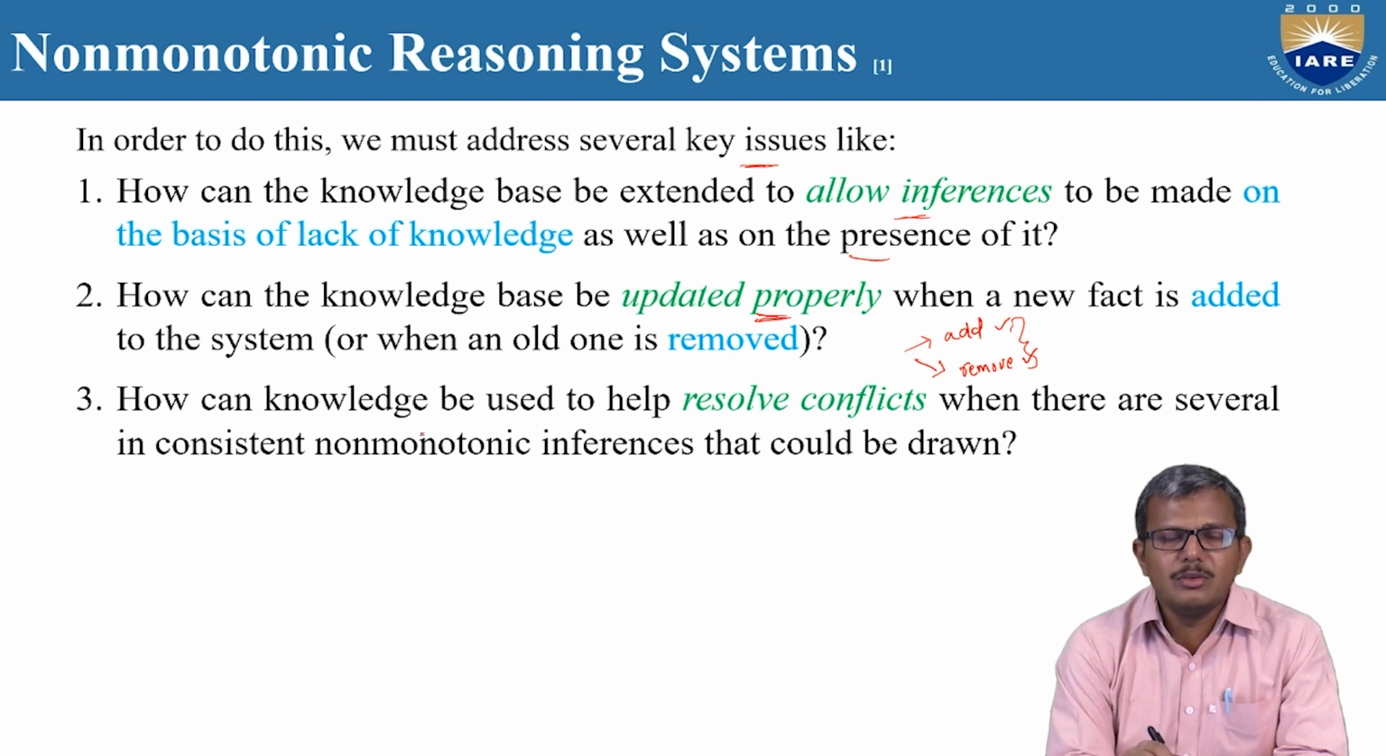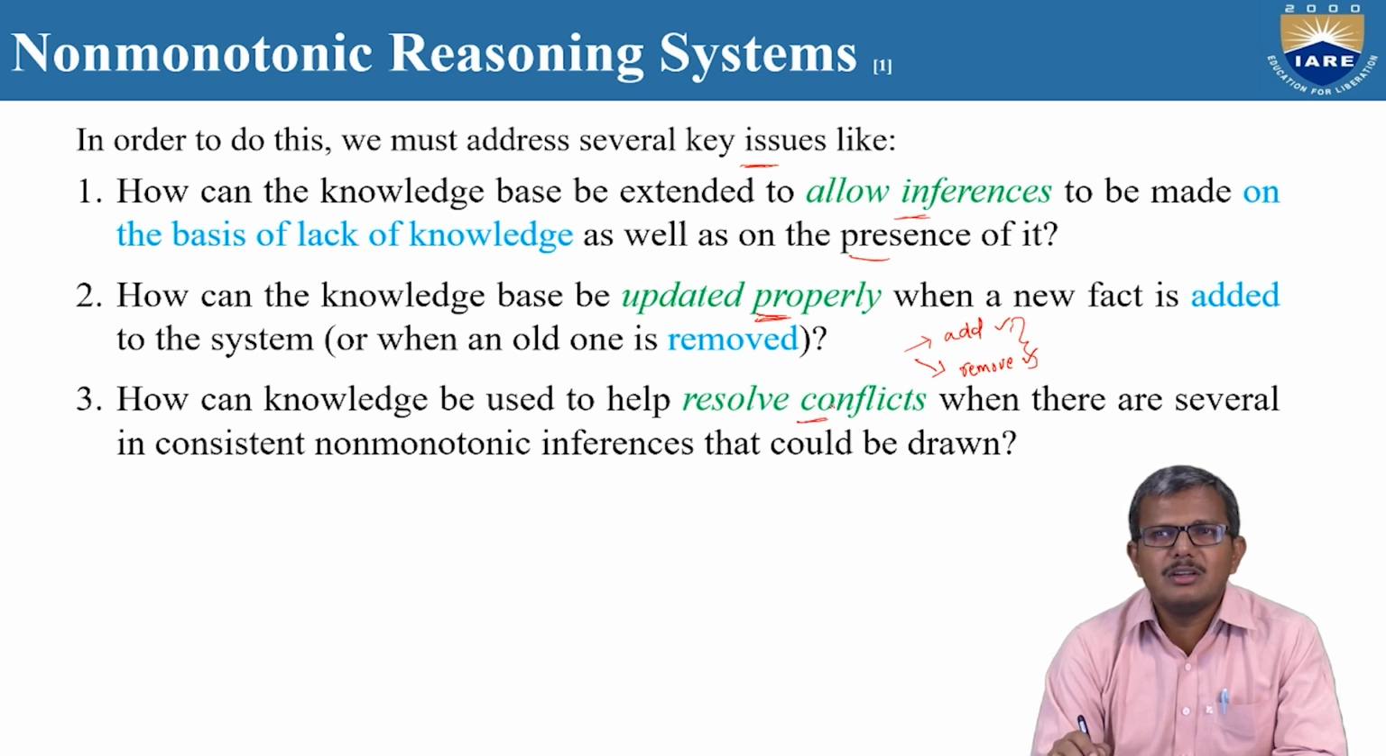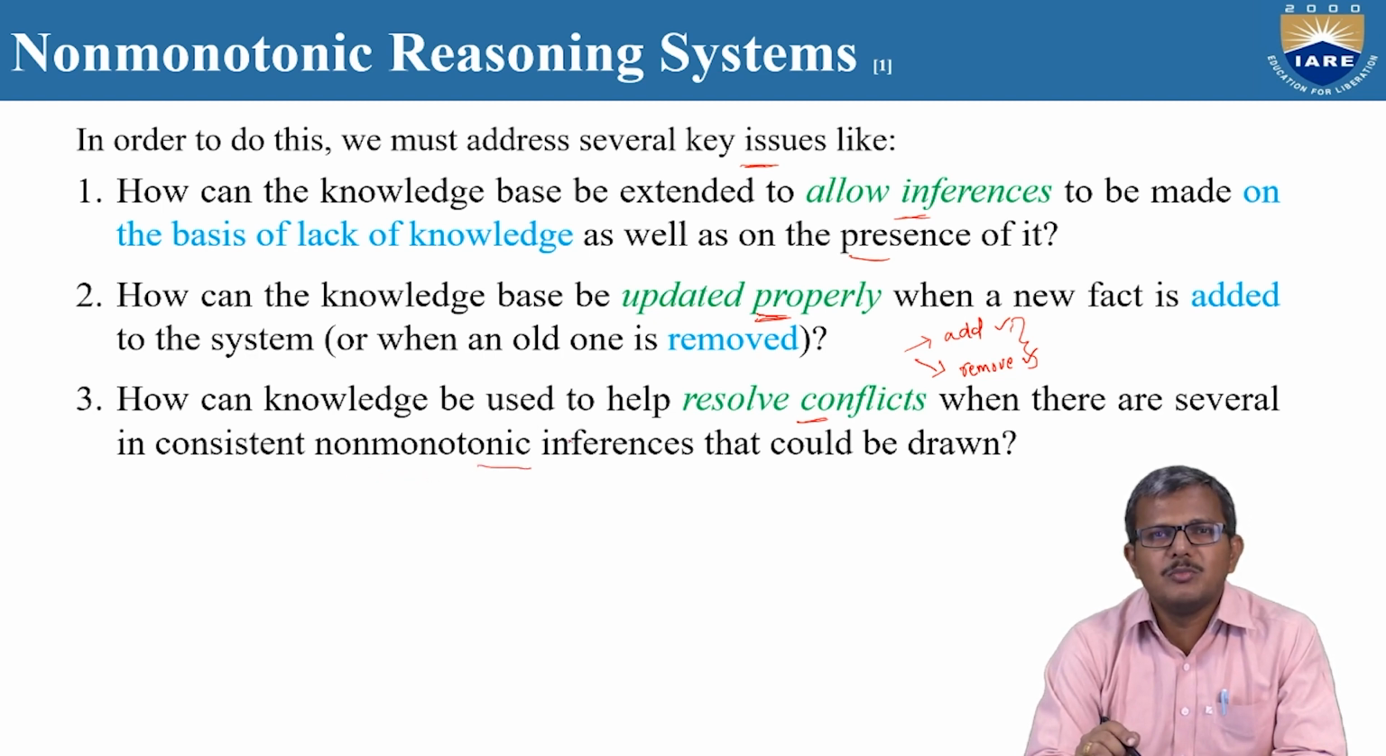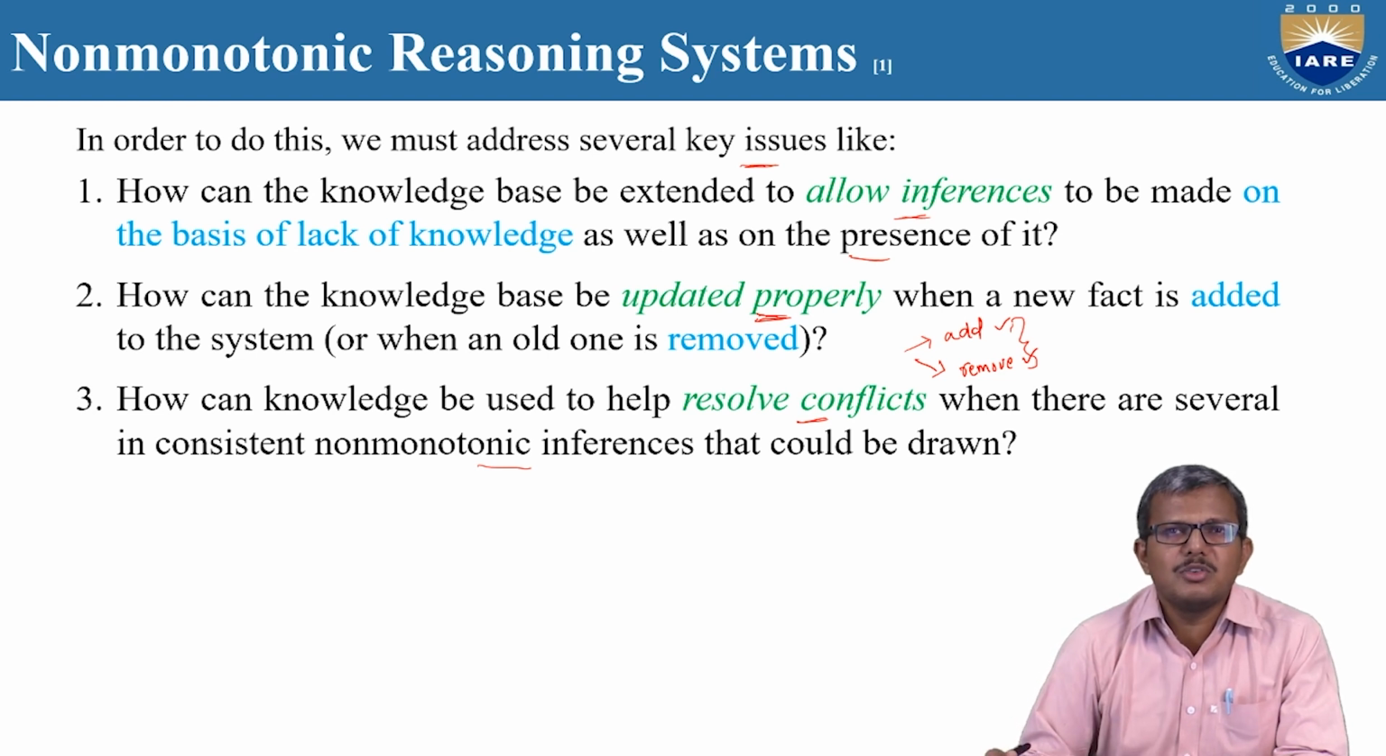And the third one, how can knowledge be used to help resolve conflicts? This is also very, very important. How are we going to resolve the conflicts when several consistent non-monotonic inferences could be drawn? Meaning, if there are different possibilities for the same situation, how are we going to resolve the conflict? For that question also you should get the answers.